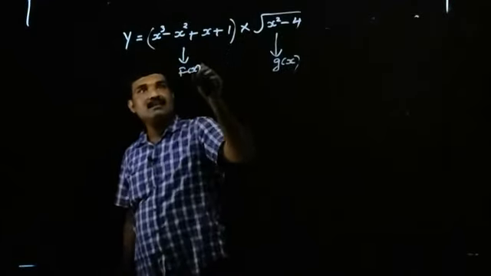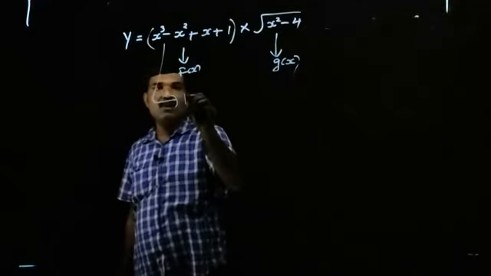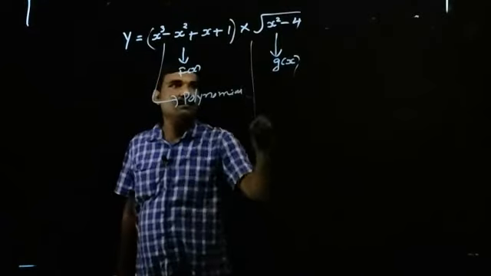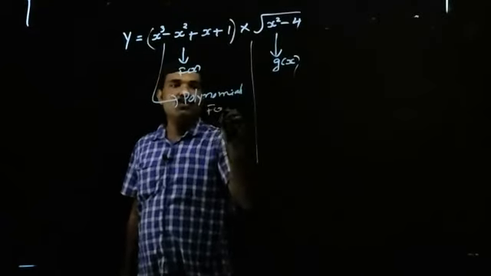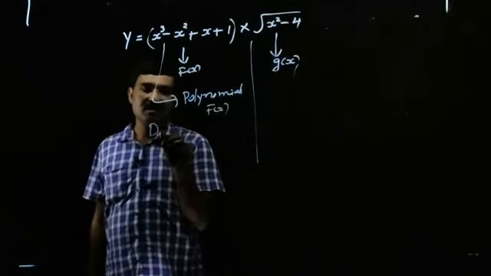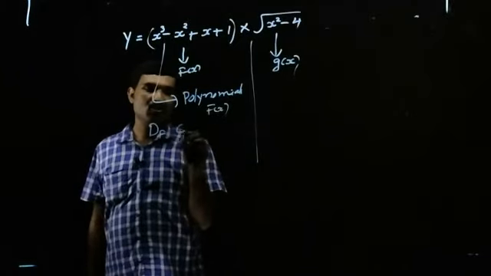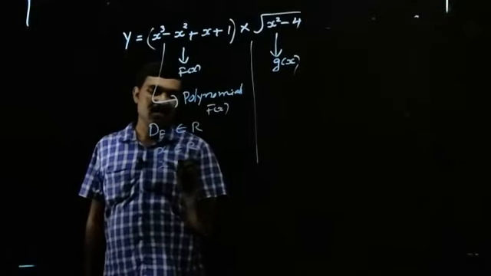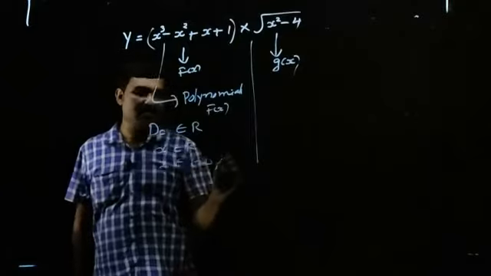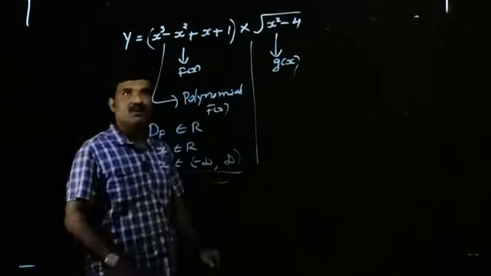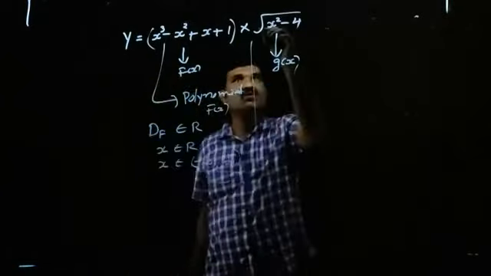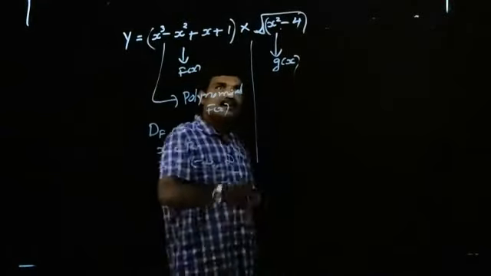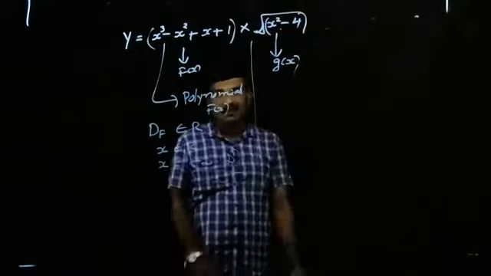And we know that this is a polynomial function, right? And for the polynomial function, the domain is x belongs to R, or x belongs to the open interval minus infinity to plus infinity. So this is the domain of this polynomial function. Now we have a square root function, right? Square root of x square minus 4. And we know that whatever is inside the square root should be a non-negative quantity.